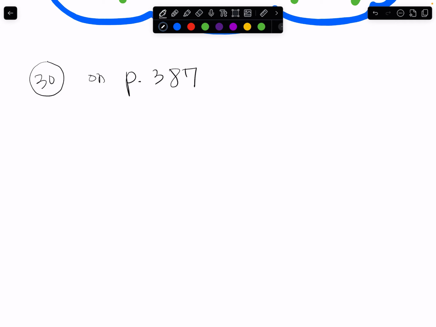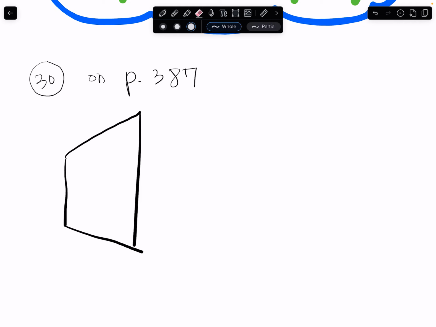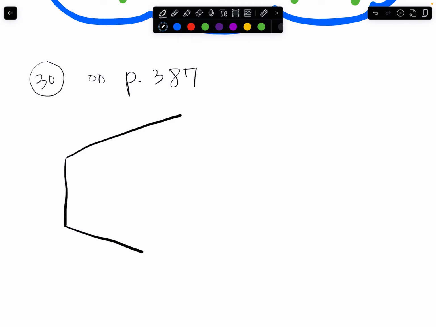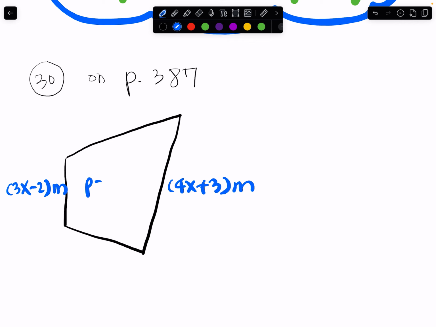So I am drawing my diagram, which looks like that. It's a little more tilted, so let me fix my diagram. So the upper side tends to be a little longer than that. And here we go. Now let me label the side lengths, which is 3x minus 2 meters, 4x plus 3 meters, and the perimeter is 50 meters. I'm just copying all this information off the book. And that's 2x plus 5 meters, and 2x meters.